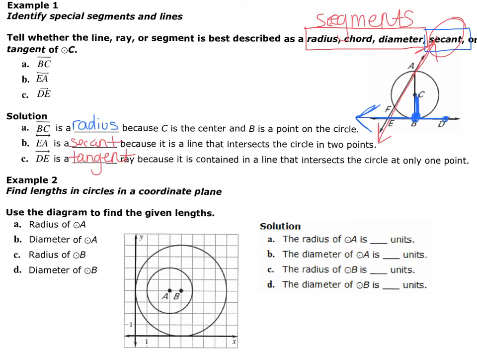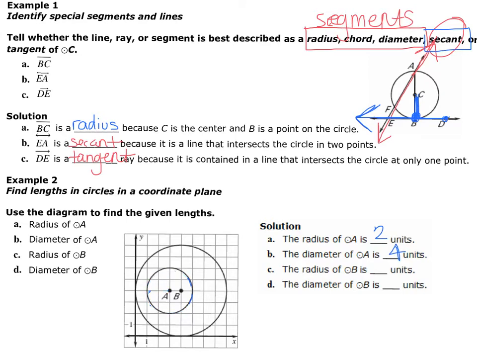So let's look at example 2. They just want to give the lengths. If we look at the radius from circle A, here's circle A, the smaller circle, they want to know how long is the radius. Well, the radius goes from the center to the side, so that's just 2 units. The diameter is double the radius, so when you have the radius, you just double it to get the diameter, so that would be 4.